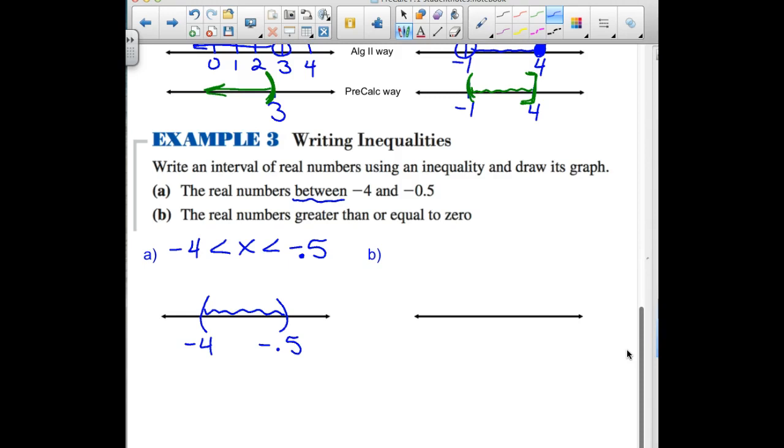In example B, it says the real numbers greater than or equal to 0. So we would write x has to be greater than or equal to 0. And since it can equal 0, we would use a squared off bracket. And we want to shade everything to the right, where the numbers are greater. If you want to include other numbers on your number line, you certainly can.